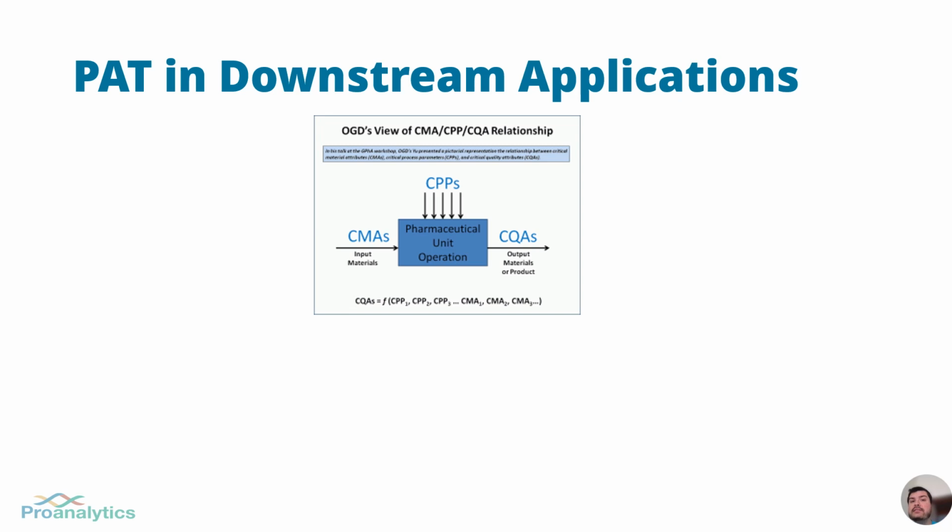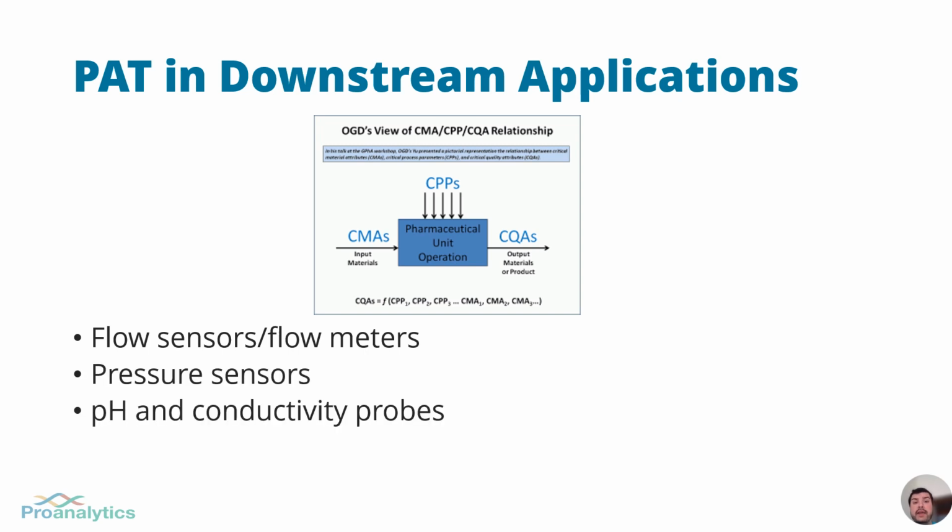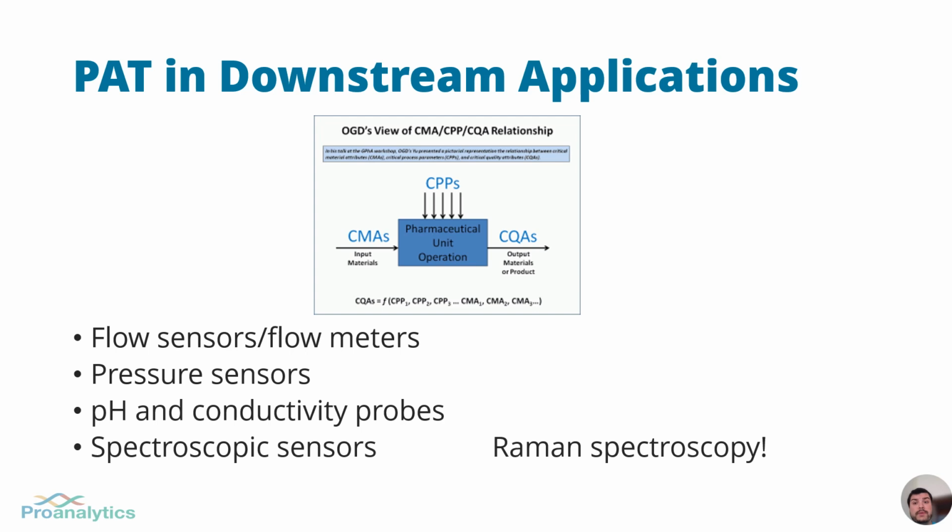All these techniques require long analysis times, and even though there has been progress to adapt them into real-time control strategies, the long analysis times are still a bottleneck for real-time monitoring and real-time process control. Flow sensors and flow meters, pressure sensors, pH and conductivity probes, and spectroscopic sensors are some examples of PAT tools to achieve real-time monitoring and process control.